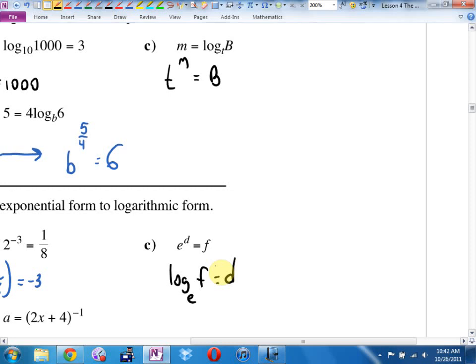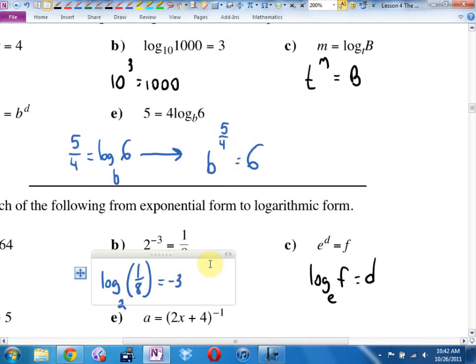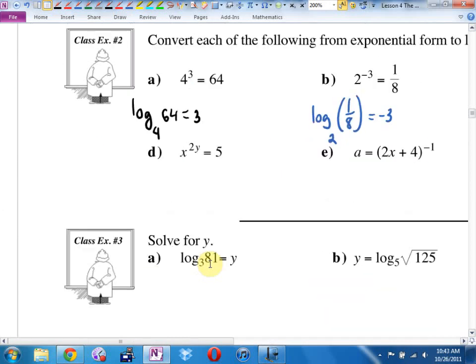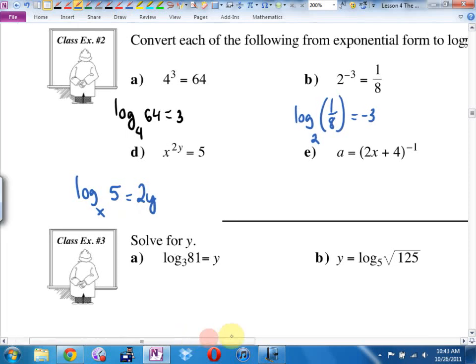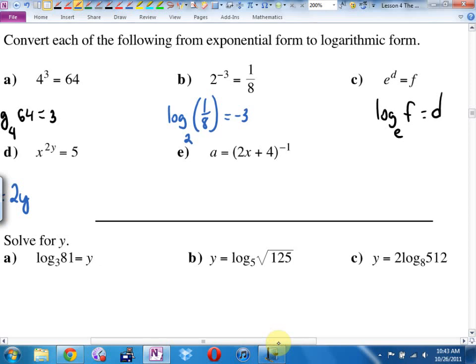A couple of trickier ones. D. Oh, my base. Log base x of 5 equals 2y. E. Your base. It's an ugly base, but log base what? 2x plus 4, and I'm going to put that in brackets because it's a pretty ugly one, of a equals negative 1.